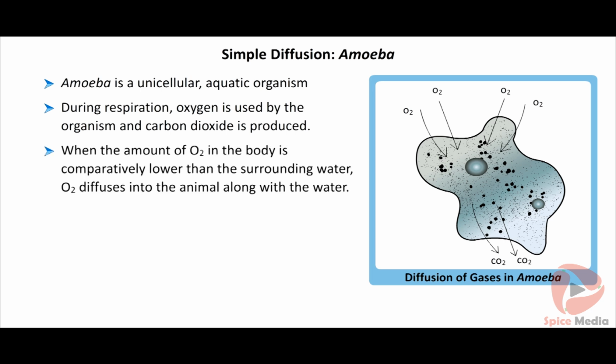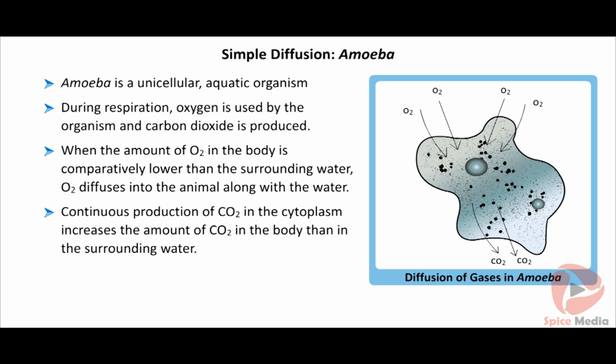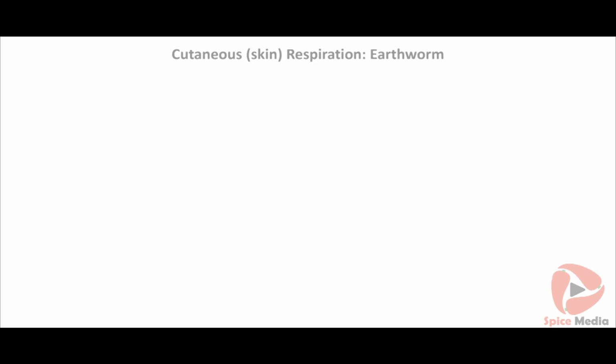When the amount of oxygen in the body is comparatively lower than in the surrounding water, oxygen diffuses into the animal along with the water. Continuous production of carbon dioxide in the cytoplasm increases the amount of carbon dioxide in the body compared to the surrounding water. As a result, carbon dioxide diffuses from the body into the surrounding water. Thus, gaseous exchange occurs in amoeba through simple diffusion of gases.